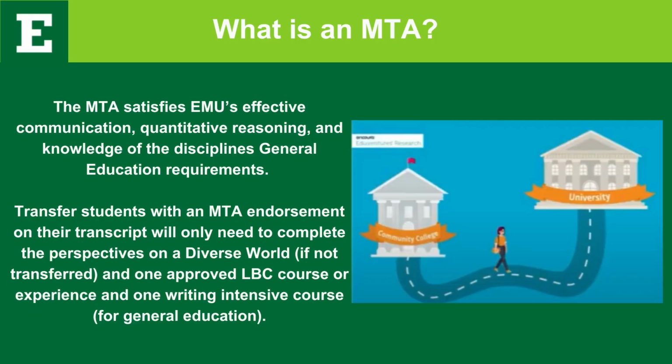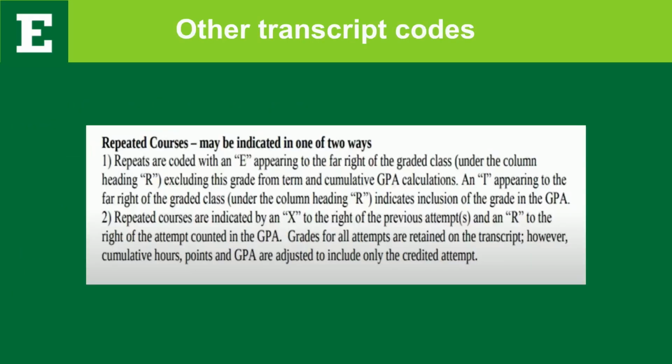Transfer students with an MTA endorsement on their transcript will only need to complete the Perspectives on a Diverse World, if it is not transferred, and one approved LBC course or experience, as well as one writing intensive course for general education. Other codes that students may see on their academic transcript include those that discuss repeated courses.